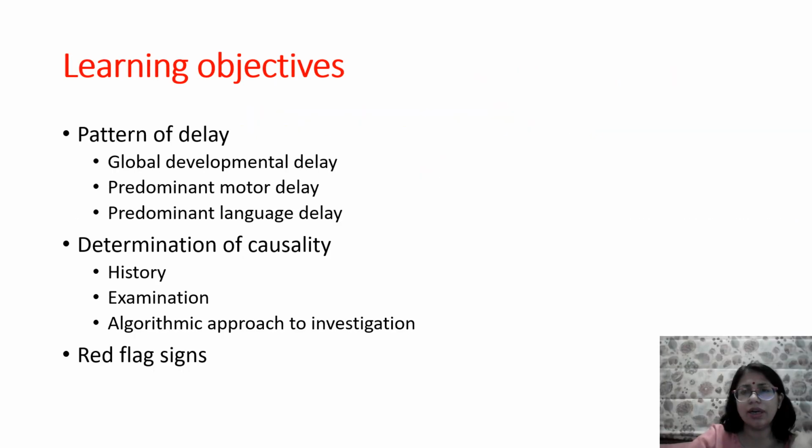And in this, we would endeavor to first identify the possible pattern of delay in a child who is presented with delay in one of the concerned areas. So either predominantly we could be handling a case of global developmental delay or predominant motor delay or predominant language delay. So based on the pattern of delay, how do we approach the child with tentative etiology in the back of our mind, taking a comprehensive history, examination and a series of investigations to come to the possible diagnosis, and also we should make an attempt to identify the red flag signs.